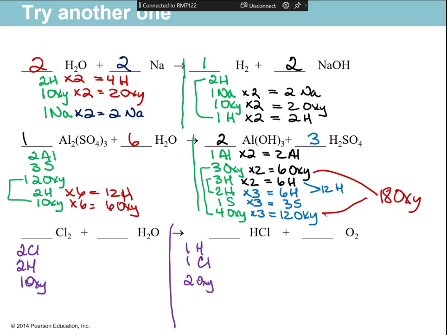Now, when you look at this, do you notice that nothing is balanced? I've got 2 chlorines, 1 chlorine, 2 hydrogens, 1 hydrogen, 1 oxygen, 2 oxygen. But they're all what I call simple. Simple means they're only in one place on either side. So it's really your choice. You can pick whichever one you want to balance first. So what'd you balance first?